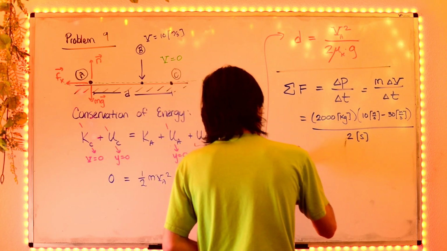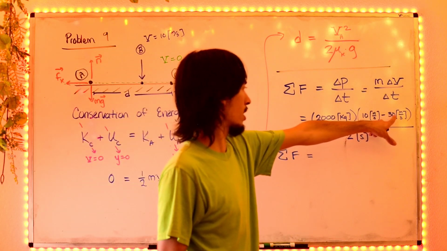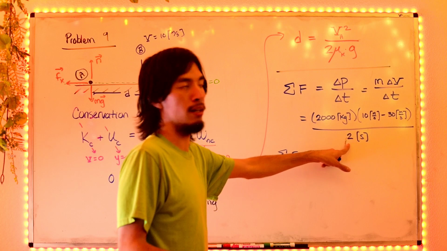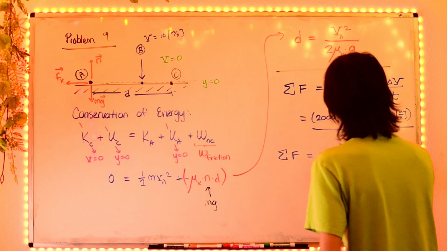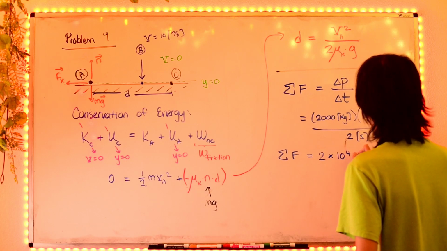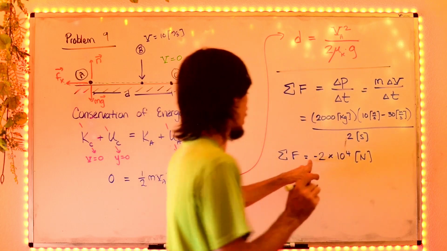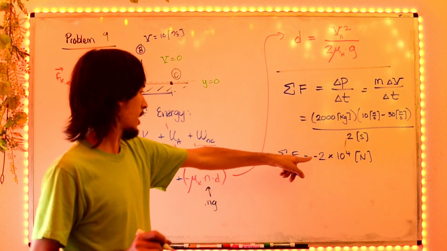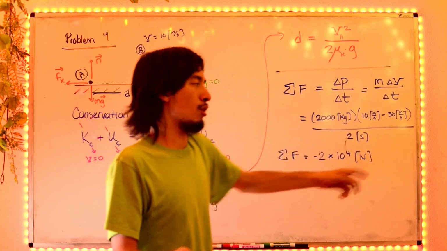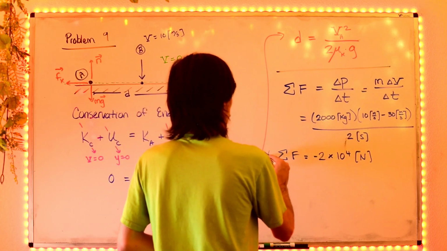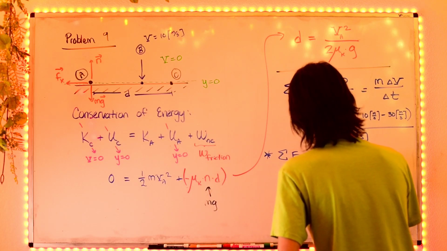And that will give us a net force of, what is that going to be? 20 divided by 2 is 10. 10 times 2,000 is 20,000. So 2 times 10 to the 4th newtons. And it technically is negative when you calculate it because it's in the opposite direction of the motion because you slow down. So this force right here is the friction force.